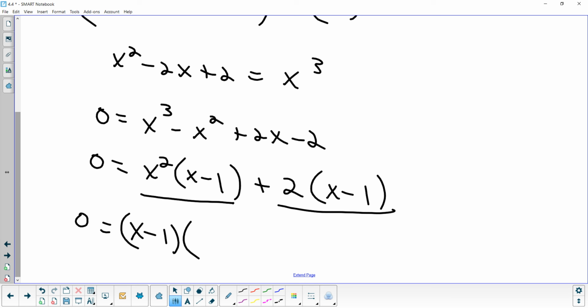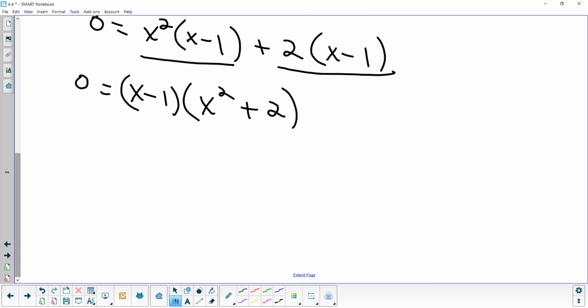Someone else tell me, if I pull the x minus 1 out of the first term, what's left? x squared. And what if we pull the x minus 1 out of the second term? What's left? Plus 2. Now, set each one of those factors equal to 0 and solve.